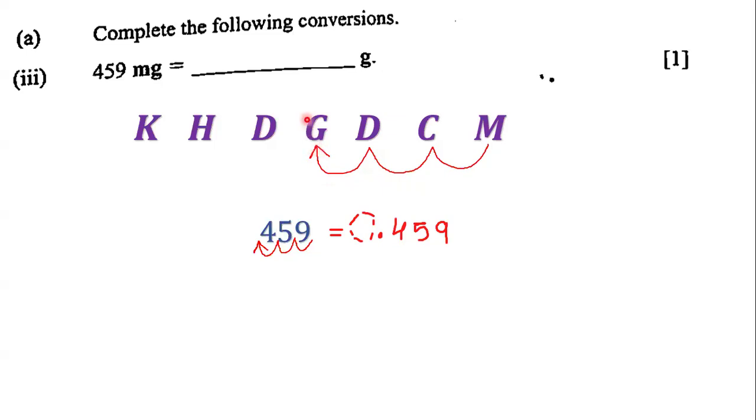So let's do it one more time. We're moving from milligrams to grams. What does the M stand for? Milligrams. Very good. What does the G stand for? Grams. Very good. We move over how many times? 3 times. Very good. So we're going to take 459. Since we move over 3 times, do we move to the left or to the right?